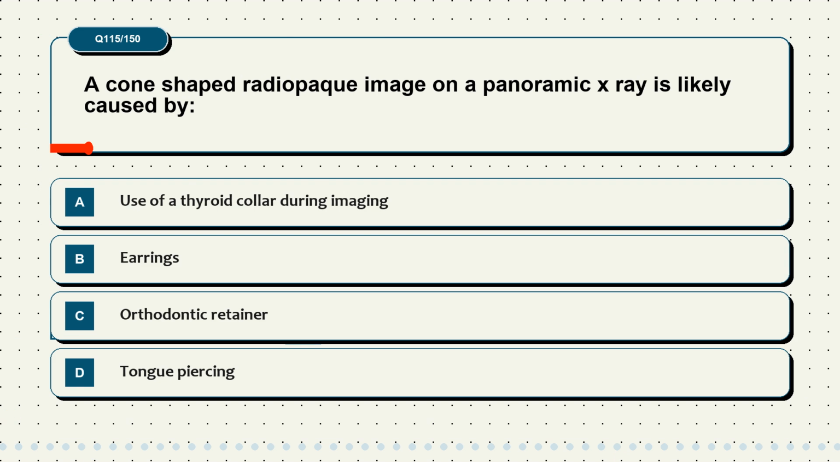Question 115. A cone-shaped radiopaque image on a panoramic X-ray is likely caused by. Here are the options. Option A. Use of a thyroid collar during imaging. Option B. Earrings. Option C. Orthodontic retainer. Option D. Tongue piercing.